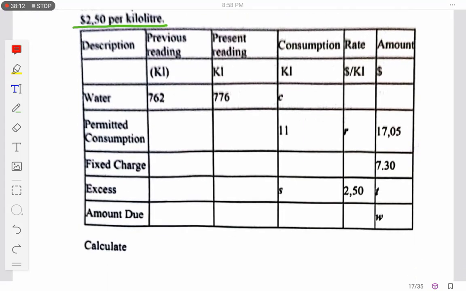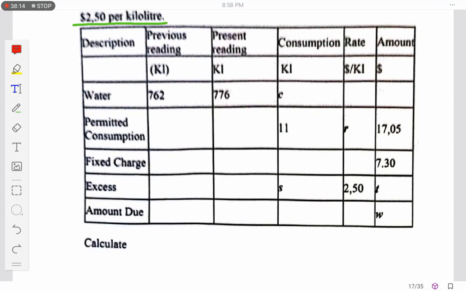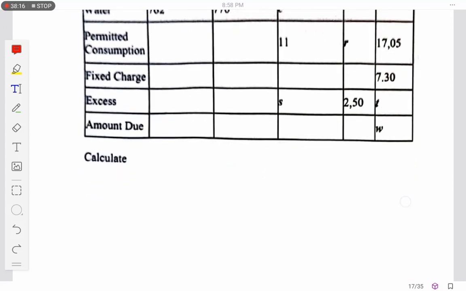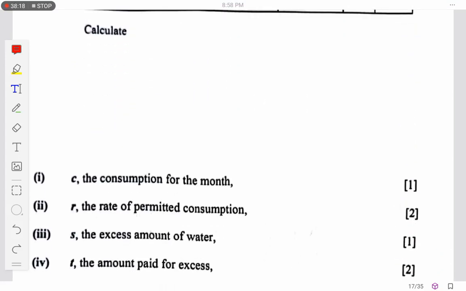Okay, let's move on to the question. So this is the table that we are given. The first part is saying calculate C, which is the consumption for the month. The consumption for the month.